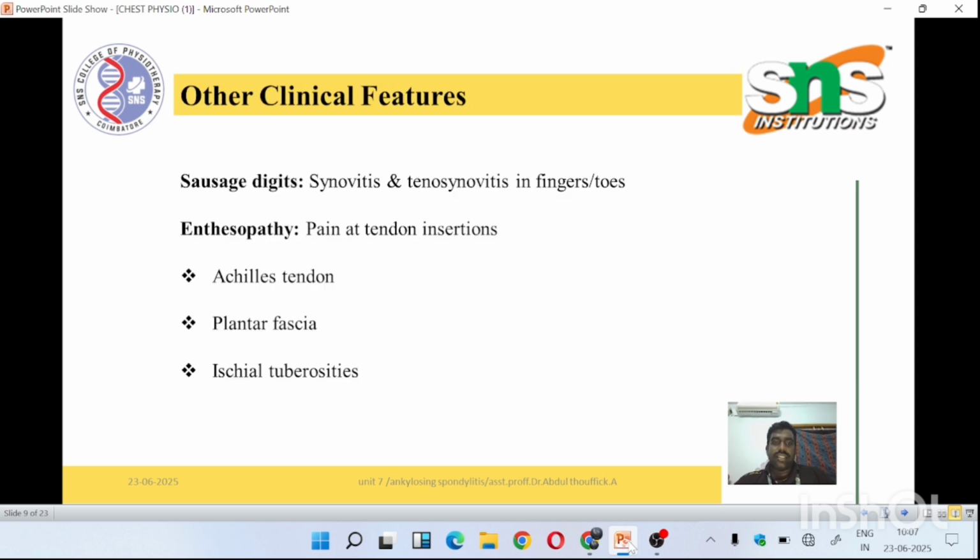Other than these tests, some patients may develop a combination of synovitis and tenosynovitis. Other symptoms include enthesopathy, which is pain where the tendon inserts into the bone, such as at the Achilles tendon, plantar fascia, or ischial tuberosities. The pain may start from pressure at the Achilles tendon insertion into the bone.